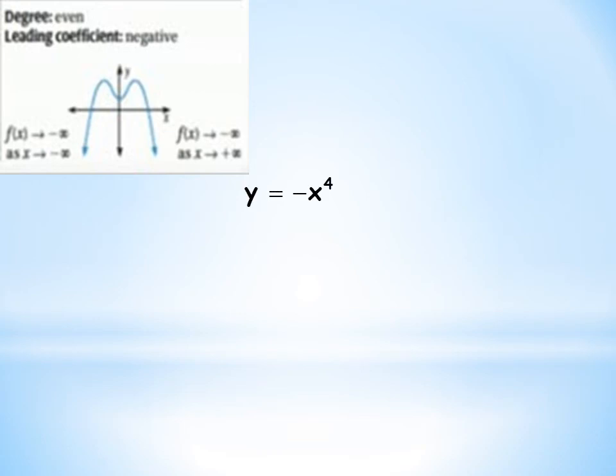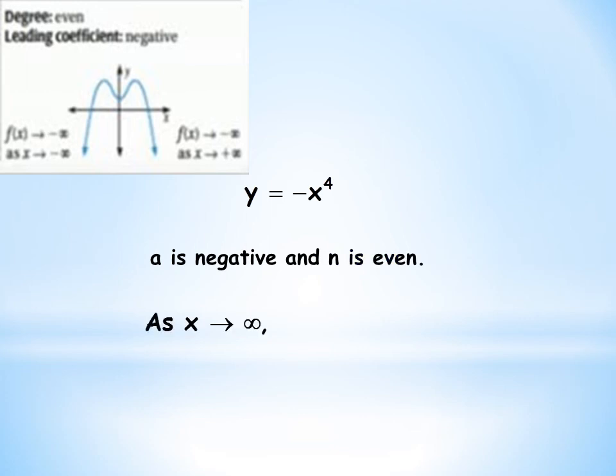And on the last one, for instance, y equals negative x to the fourth, as long as a is negative and n is even, the end behavior will be as x approaches infinity, y will approach negative infinity, and as x approaches negative infinity, y will also approach negative infinity.